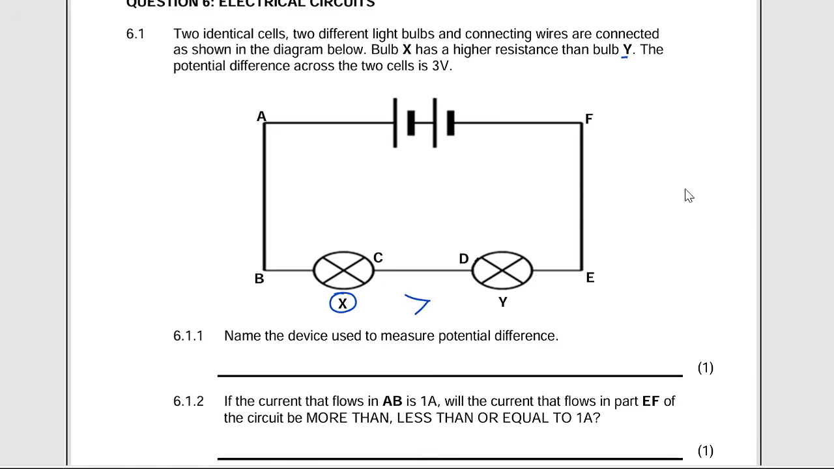The potential difference across the two cells is 3 volts. Remember, potential difference refers to the same thing as voltage. Then it says name the device used to measure potential difference. If you now know potential difference is voltage, what do you use to measure voltage? You use a voltmeter. So our correct answer there is going to be voltmeter.